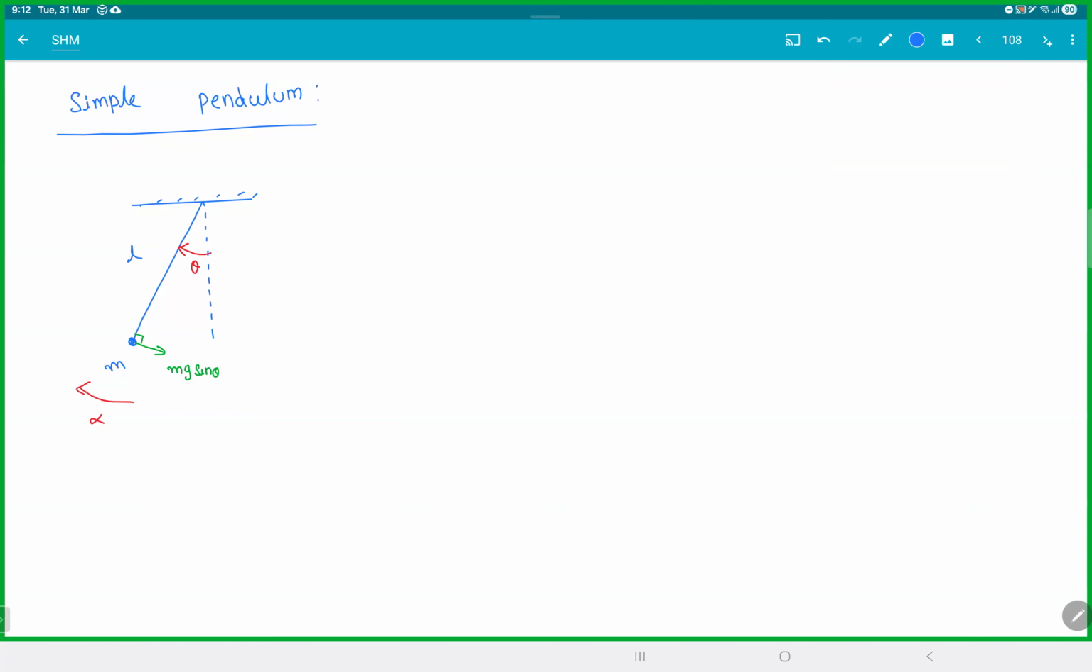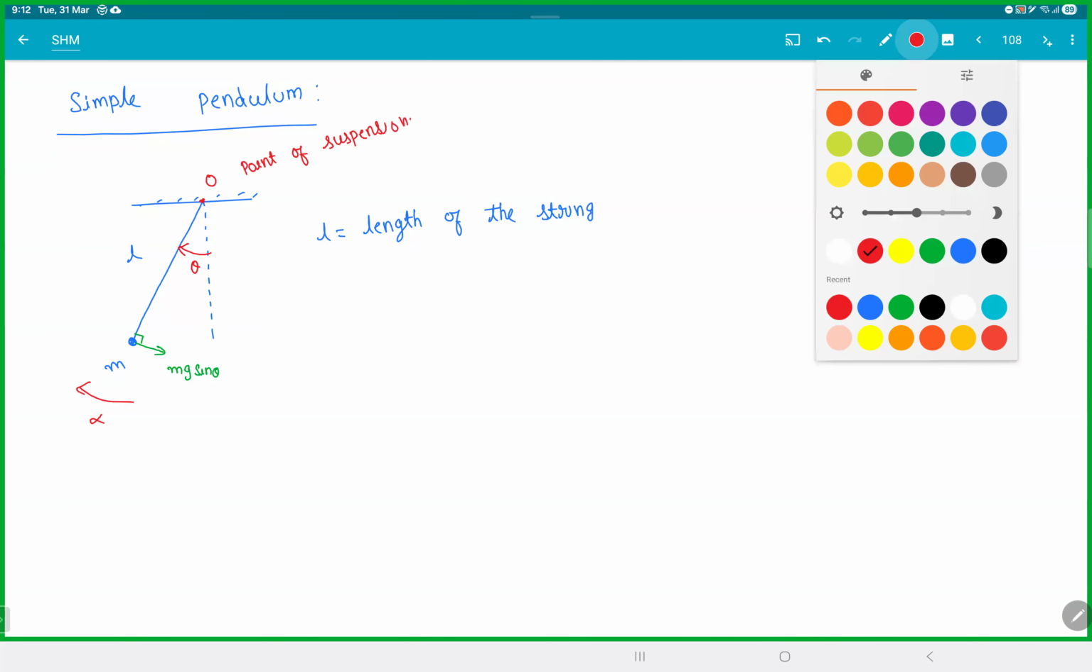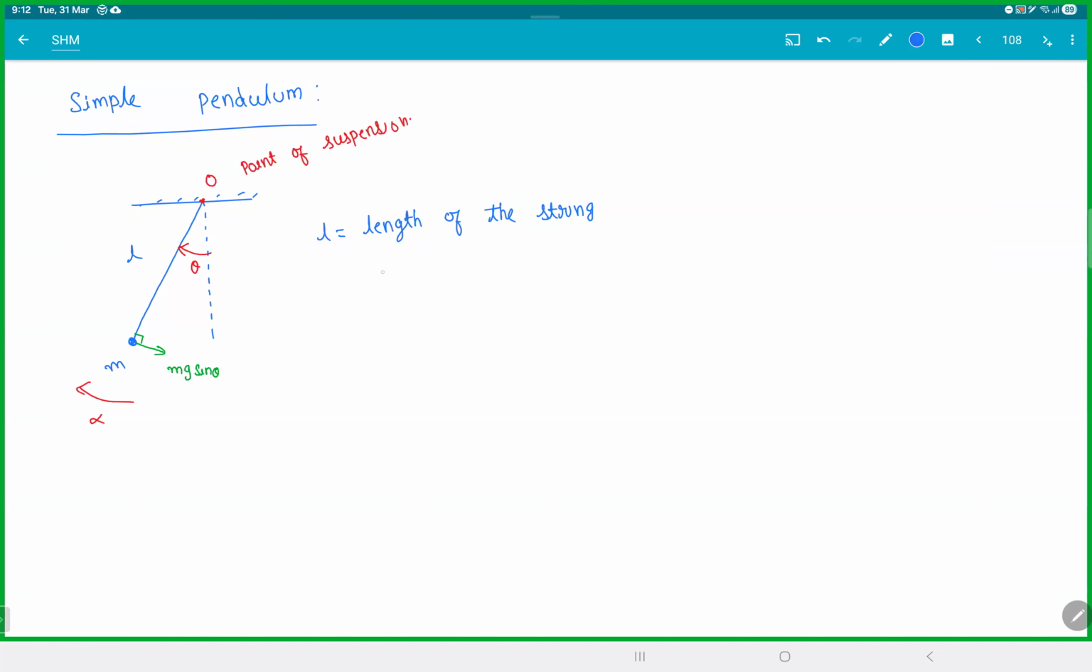Step 1, choose your system. Step 2, find the restoring torque on the system. Step 3, find torque is equal to I alpha. Step 4, compare alpha is equal to minus omega square theta. The idea is the same here. L is the length of the string. This over here is the point of suspension. This is actually the length from point of suspension to the center of mass.